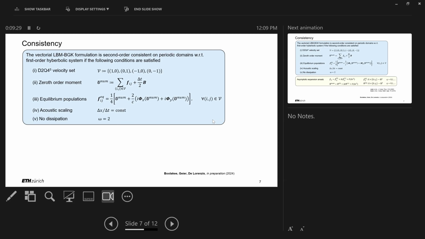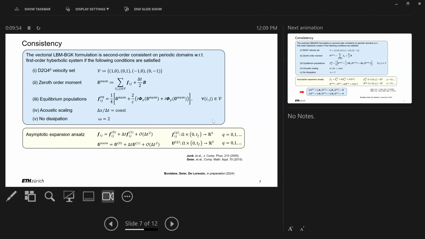This is something fairly well known, I would say: for hyperbolic equations, if we have dissipation in there, of course, we do not recover the non-dissipative behavior of the equation we want to solve. So we need to put our relaxation rate to 2, which is, of course, a very delicate thing with Lattice-Boltzmann. But more on this later in the stability analysis.